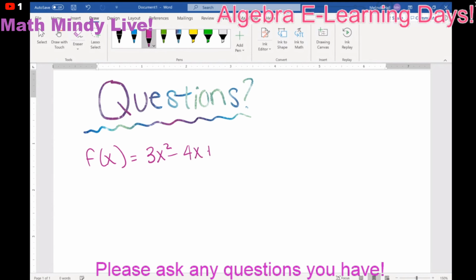If we just make one up, let's say f of x equals 3x squared minus 4x plus 1. Just having that alone, you can figure out what your y-intercept is just by looking at it, because your y-intercept when it's in standard form will always just be your constant. That's 1.